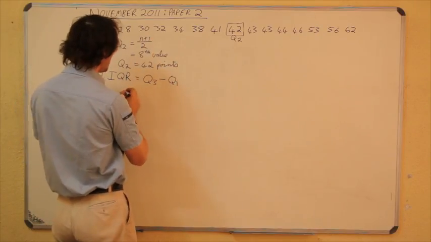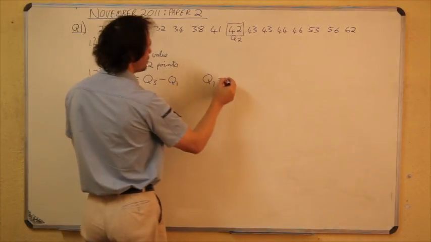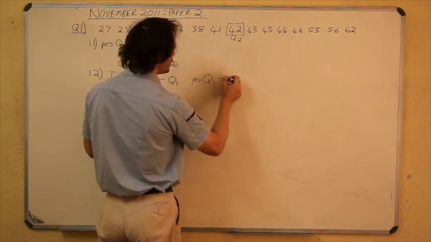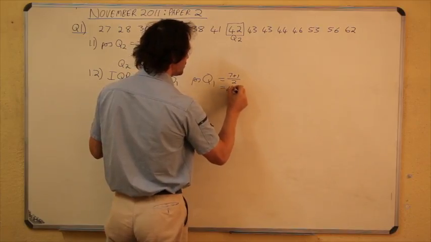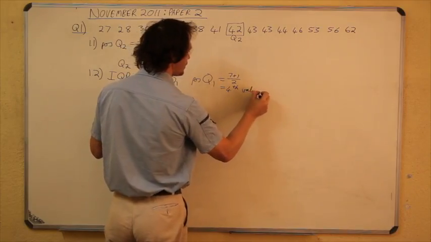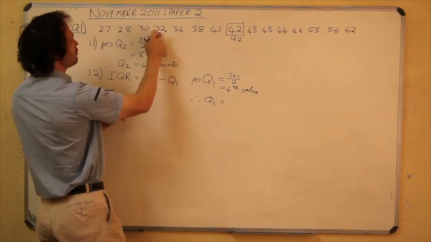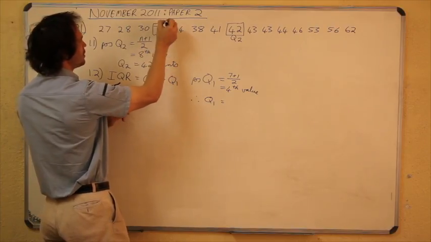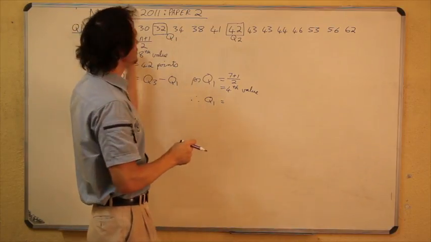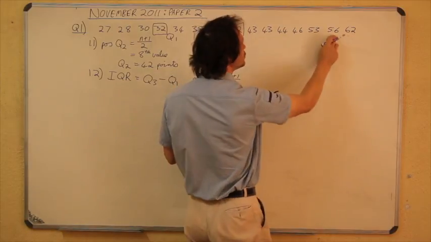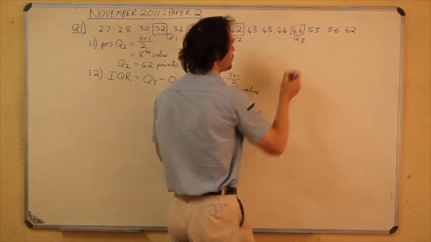So now I'm first going to say here, okay, let's do it on the side here. Position of Q1 is (7 plus 1) over 2, that's the 4th value, right? And therefore Q1 is 1, 2, 3, 4th value there. So I'm going to write that there is my Q1. Now the Q3 is the same thing but from the other side. So I go 1, 2, 3, 4. That value there is my Q3.